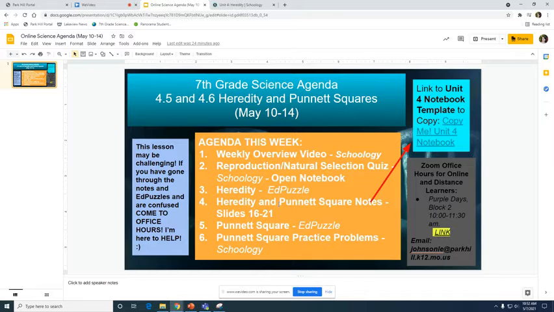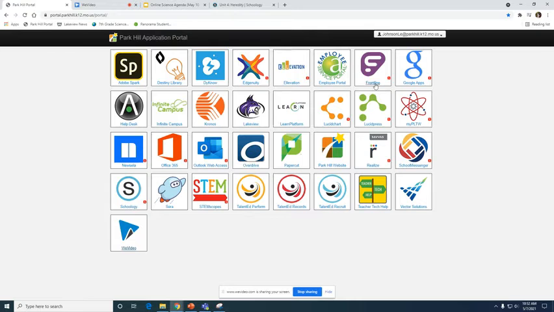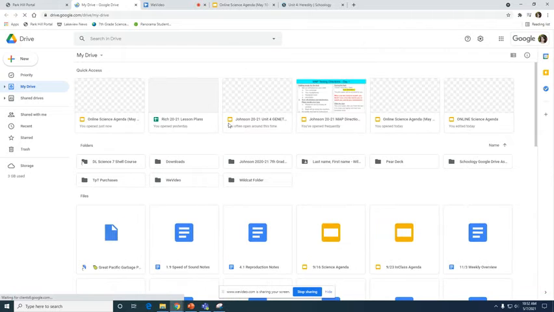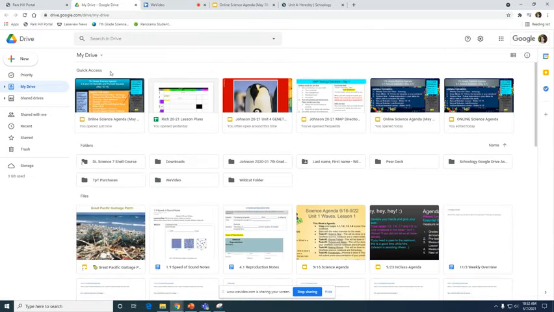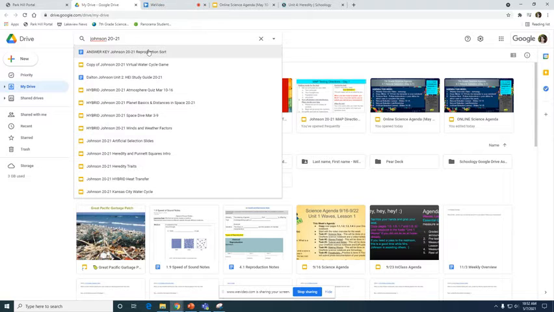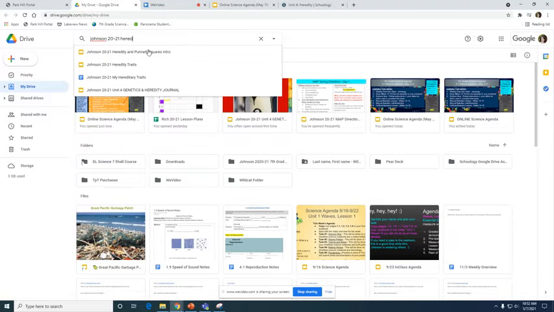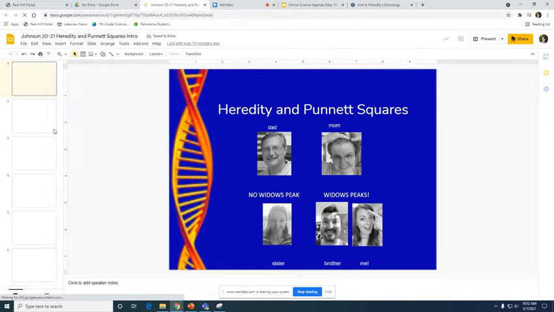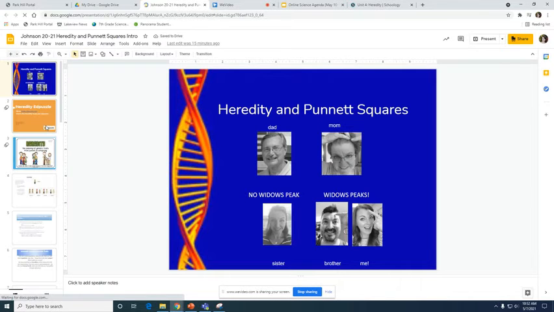Then in these slides, let me see if I can just pull these slides up for you really quickly. I should have done that, and I did not. You can see how horrible my drive is. So basically, as you go through these different slides, we are going to be looking at heredity and Punnett squares.